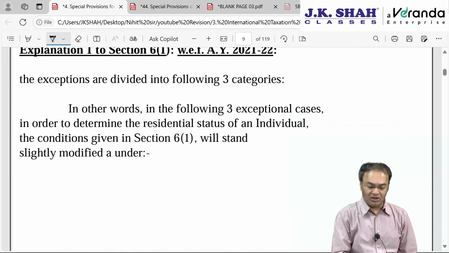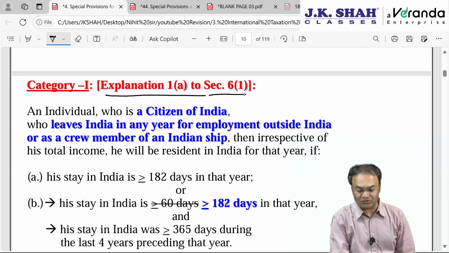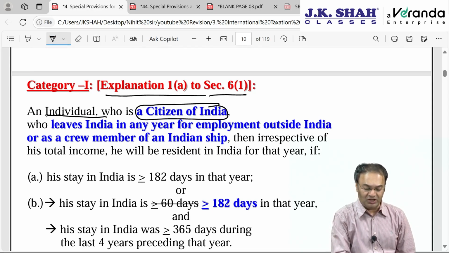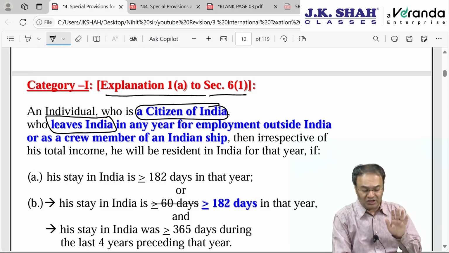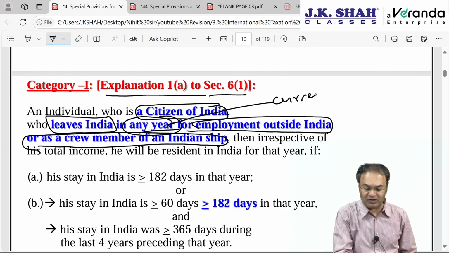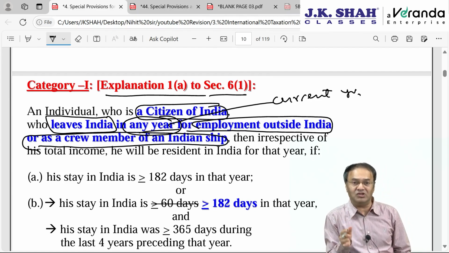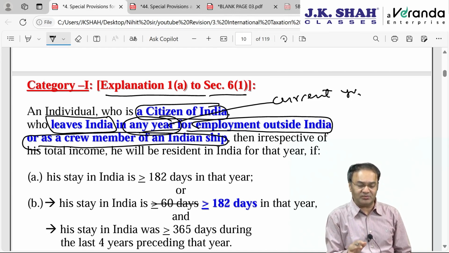Number one, the following three exceptional cases. The first one is category 1, explanation 1 clause A to section 6(1): a citizen of India who leaves India, like you and me staying in India, but leaves India in any year for employment outside India or as a crew member of an Indian ship. Though it says leaving India in any year, it should be understood as the current year only. This benefit is not available every year; it is available only for the year in which he leaves India. Next year, this exception category 1 will not apply. Next year another exception may be applicable, but this exception will not apply. This exception is only for the first year, the year in which he leaves India.